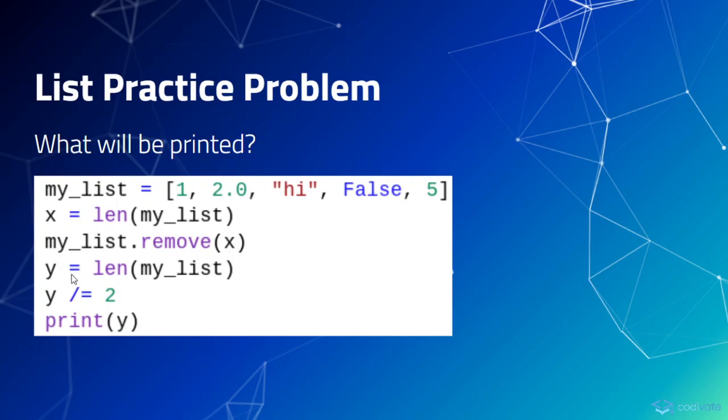Next line. Y is being assigned the length of the list. Remember, we got rid of this 5, so we only have 4 values remaining. So y would get the value of 4. Our second one doesn't have anything to do with lists. It's just a simple division operator. Y is being assigned its previous value divided by 2. So its previous value that we just got here is 4. 4 divided by 2, we have to remember it's a float, is 2.0. We can confirm if we print y, we get 2.0.